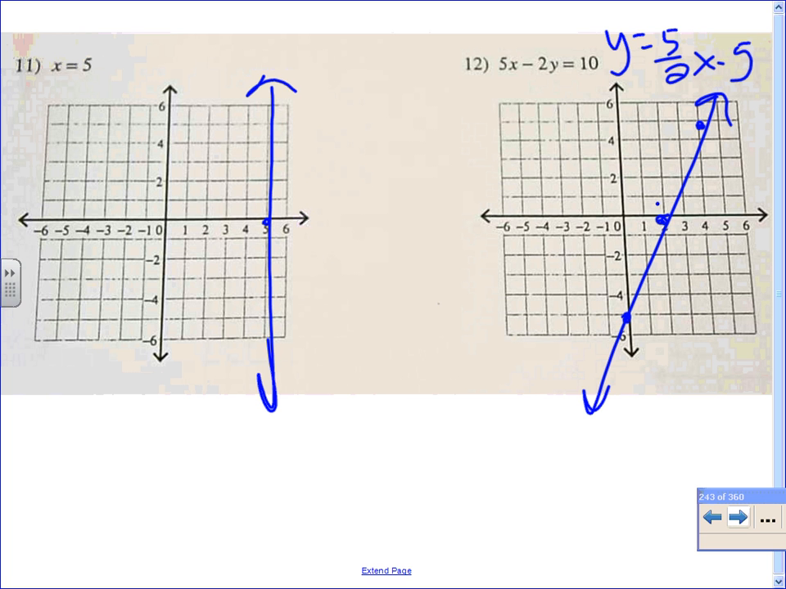Annalise. Nope. Be minus 5x on both sides. So we have negative 2y equals negative 5x plus 10. And then divide everything by negative 2.